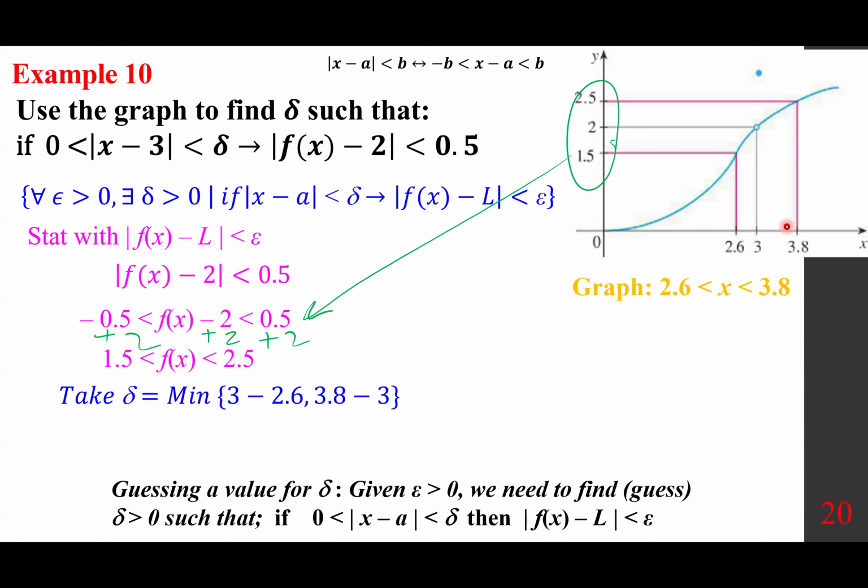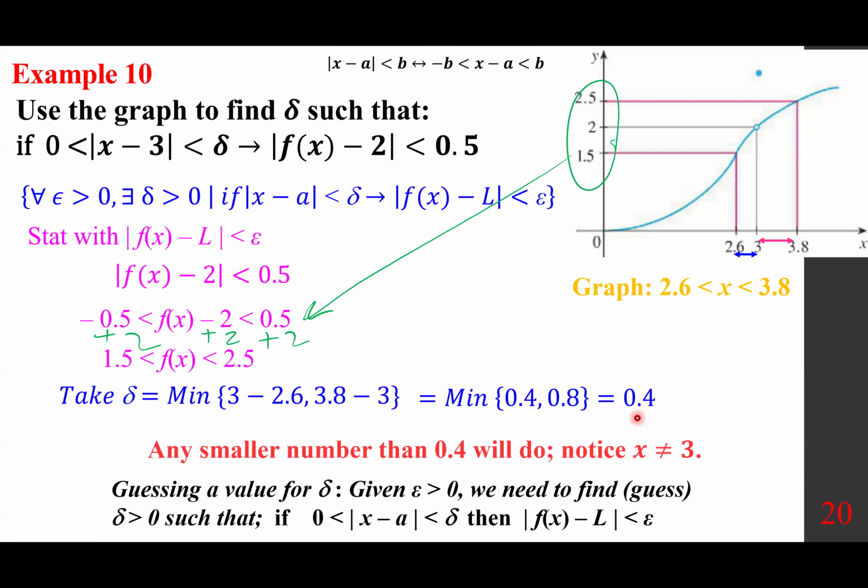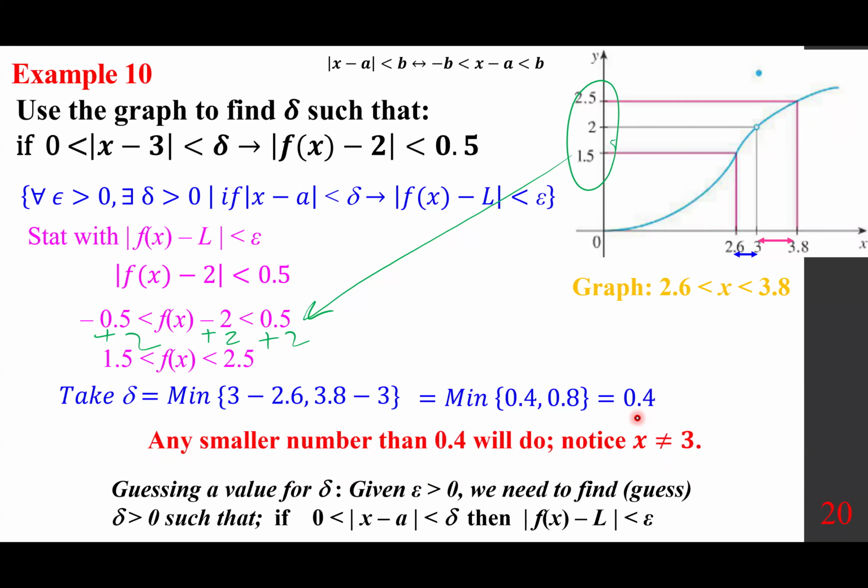So take delta, the minimum of the two distances, either this one, which I said 3 minus 2.6 is 0.4, or this one, which is 3.8 minus 3, which is 0.8. And of course, which one is the smaller value? 0.4. And by the way, any number smaller than this minimum value will do the job. This is extremely important to understand.